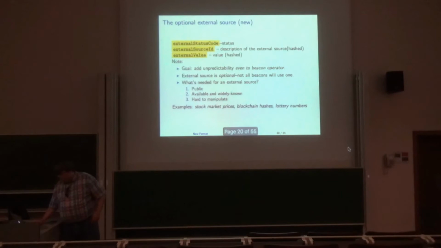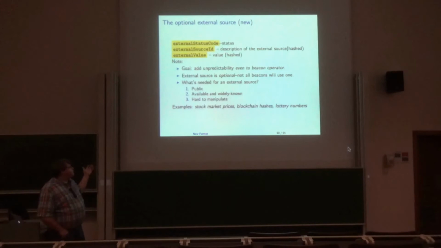So we've also got this idea of what's called an external source. And this is optional. A beacon is not required to do it. We're putting it in the format so it can be done. And the idea is that you might want to incorporate some external public thing. Closing prices in a stock market is a good example. Winning lottery numbers. Block hashes in Bitcoin. These are all things that are public. They're easily available. You can always find them. And they're very hard to manipulate.